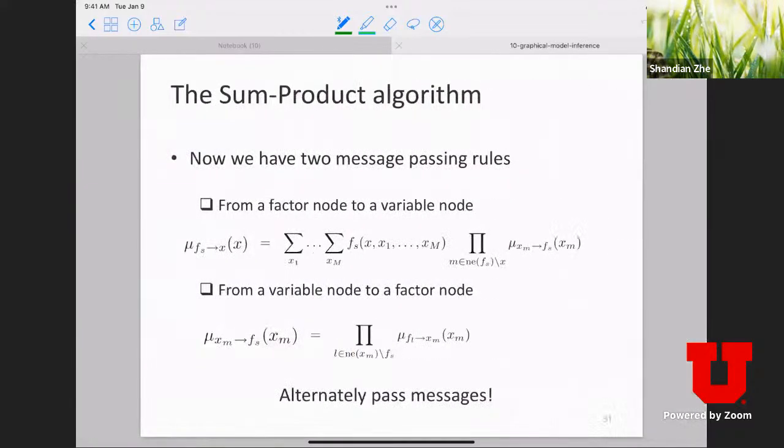Now we have figured out the rules to compute two types of messages: how we compute the message sent from a factor node to a variable node, and how we compute the message sent from a variable node to a factor node, and they recursively leverage each other. That's the key part of the sum-product algorithm.